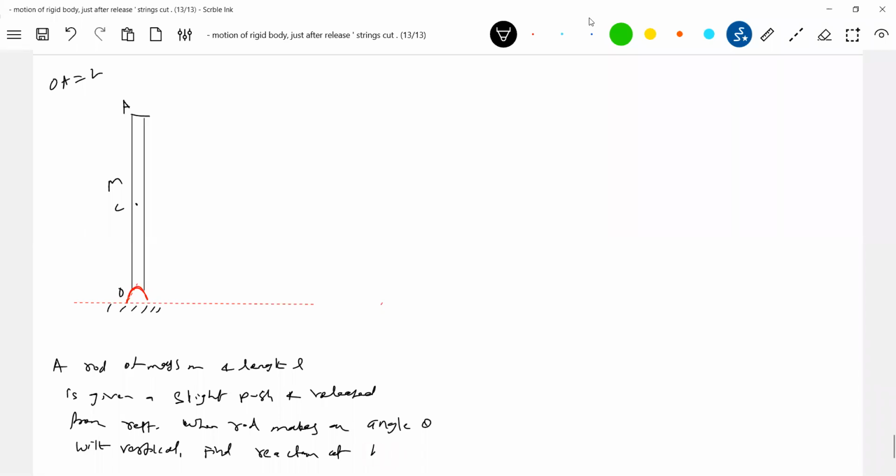Into the problem. I think we have only 11 minutes of time, so we'll wind this up. When the rod makes an angle theta, what is the position of the rod? After some time, the rod will come like this.